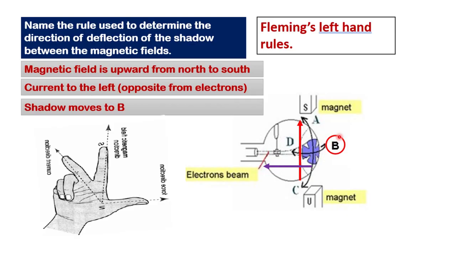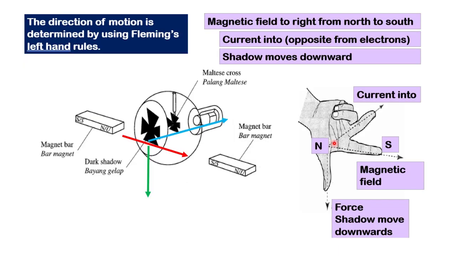Okay, and then when you do it perfectly, correctly, you get the direction to the right, to B. The direction is to the right. Maybe you can try and make sure that you get the shadow moving to B.